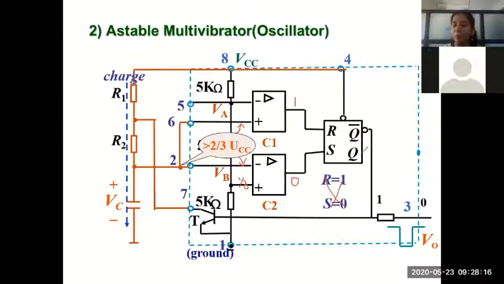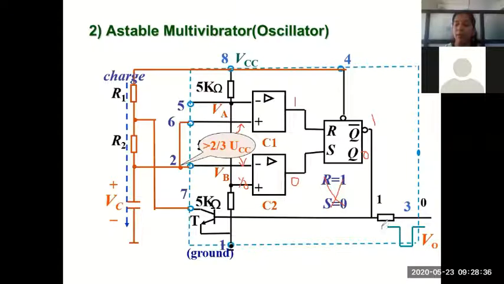If R is 1, what is Q? Q is 0. Q bar is 1. So whenever R becomes 1, the flip-flop is in reset state. In the sense, Q becomes 0 and Q bar becomes 1. If Q bar becomes 1, what happens to the final output? Final output goes to 0.